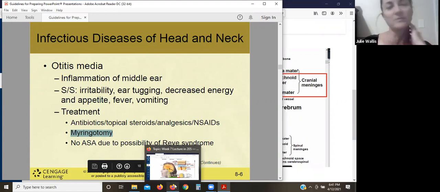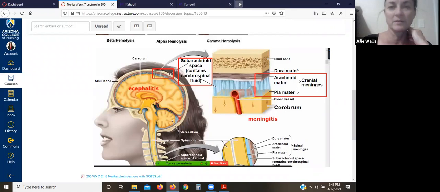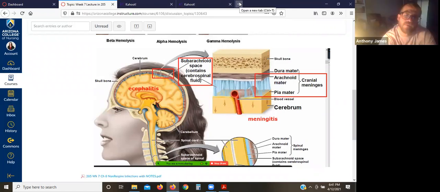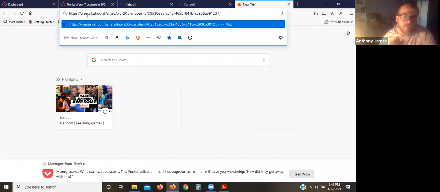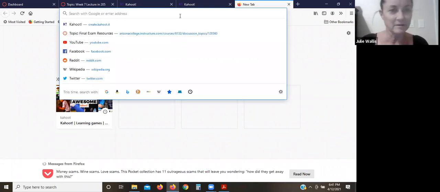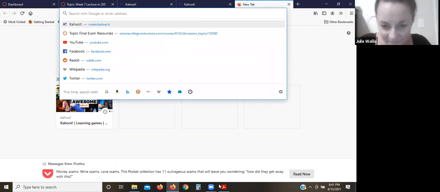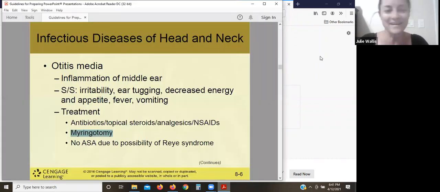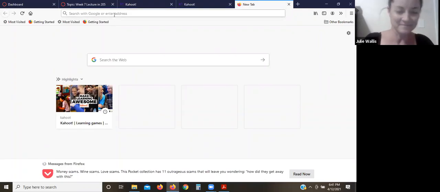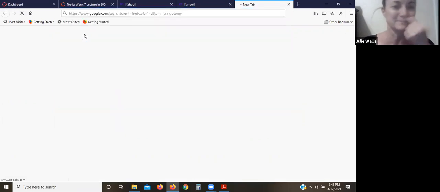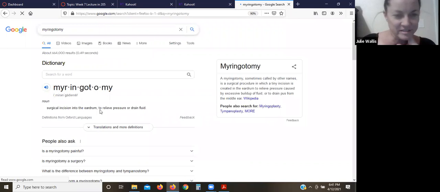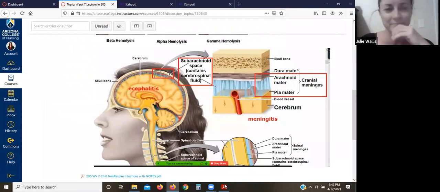Is that when they put the tube in the ear to let it drain? Is somebody looking it up for me? It's kind of what I was thinking it was, because they can't puncture it, right? They have to put the tubes in to drain it. Yeah. Oh, it didn't save it right. I don't remember how to spell it. M-Y. There we go. Yeah, myringotomy tubes. So that's what it is. Surgical incision into the eardrum to relieve pressure and drain fluid. Okay, that's what I thought it was. We were right. Got it.